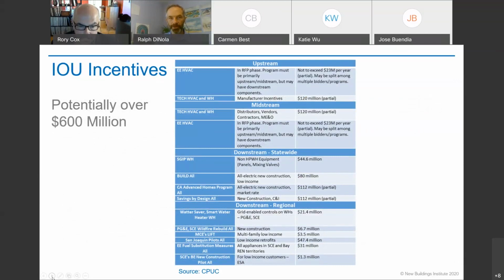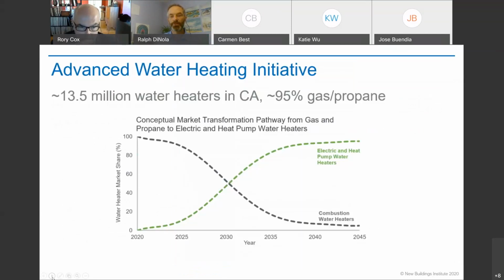So altogether, a number of these incentives can add up to a substantial amount of funding in the market, but is it adequate to achieve these climate goals? And I know that this is just a portion, a sampling, of the incentives available today. So we've been involved in facilitating the Advanced Water Heating Initiative. This is in partnership with the Building Decarbonization Coalition, Northwest Energy Efficiency Alliance, Bonneville Power Administration, and a number of utilities supporting this effort across the West Coast.